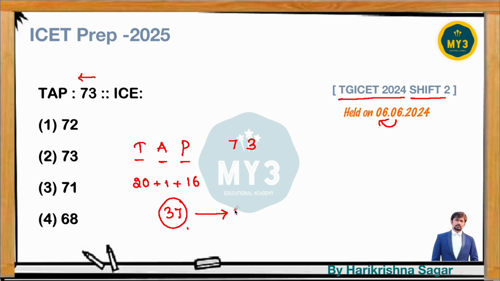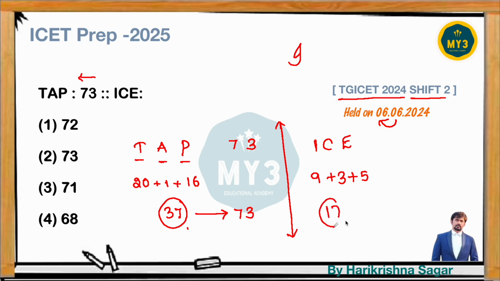They have taken the reverse of this number. In a similar way, what will ICE become? What is I's position? I is 9. C's position is 3, everyone knows. E's position is 5. What is the sum of these numbers? 17. When you reverse it, how does it look? 71. The answer must be option 3.